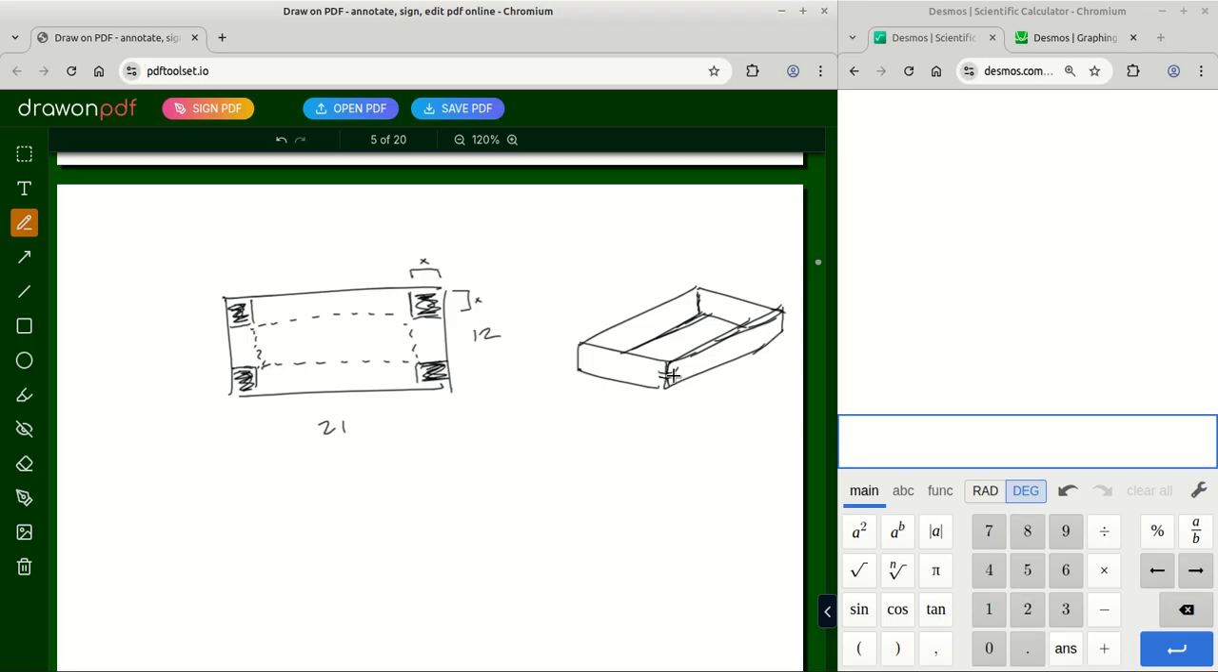Here's your tape, a little piece of tape here. There you go. And then it's holding it all together. Anyways, so yeah, those are X. Okay, so we want to find the volume.